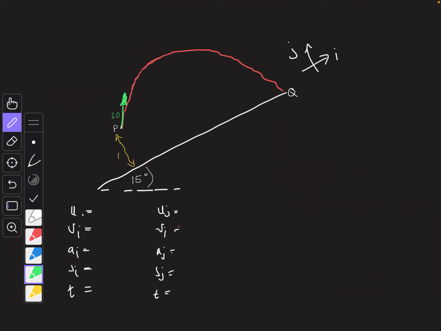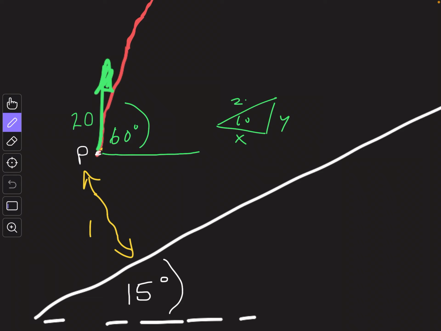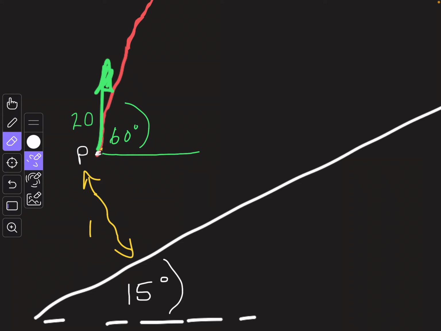Where people are getting caught out here is they would start going, oh, okay, well, if that's 60, then this is my X and my Y, and this is 20, and I'm going to solve it out. And you would be wrong, because you need to make sure to do it to the plane, not to the ground, not to the horizontal.